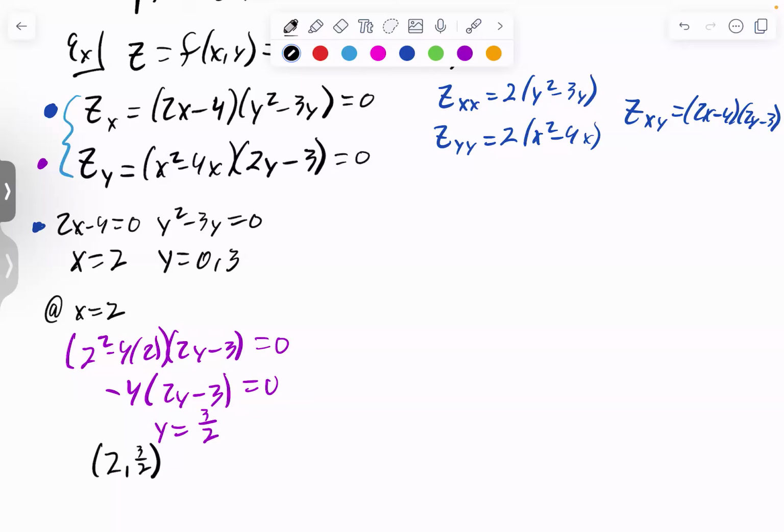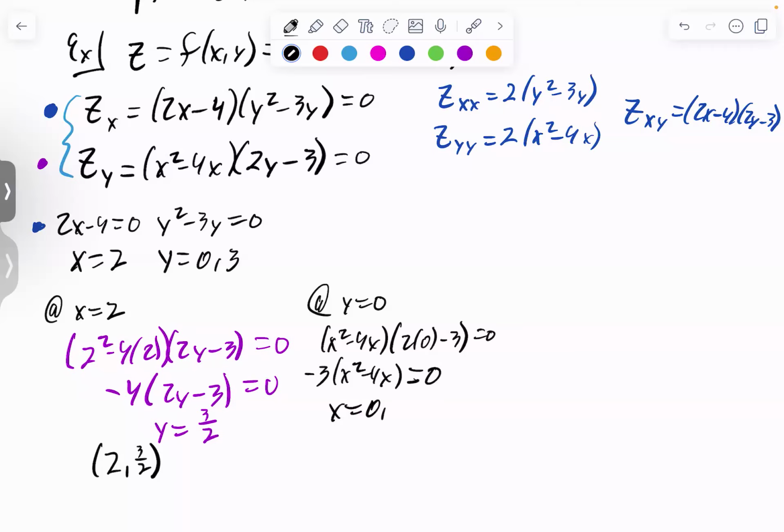Next up, at y equals 0, I'm going to plug that into the second one. So this is going to be x squared minus 4x, and 2 times 0 minus 3. That's going to give me negative 3. X squared minus 4x equals 0, which means x equals 0 and 4. So here are two more critical values.